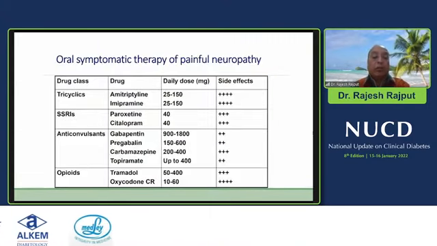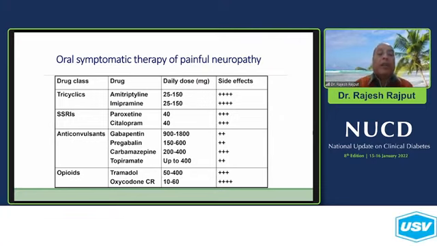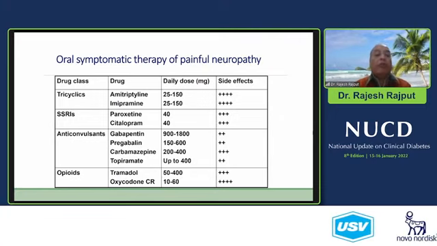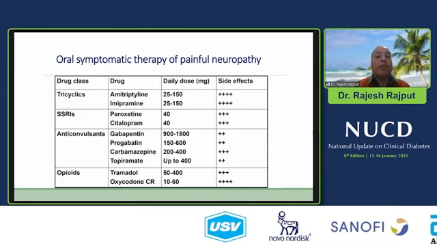These are the dosages of various commonly used drugs, which I have tried to list here, like tricyclic, which is amitriptyline, from 25 to 150 milligrams, and pregabalin 150 to 600 milligrams.